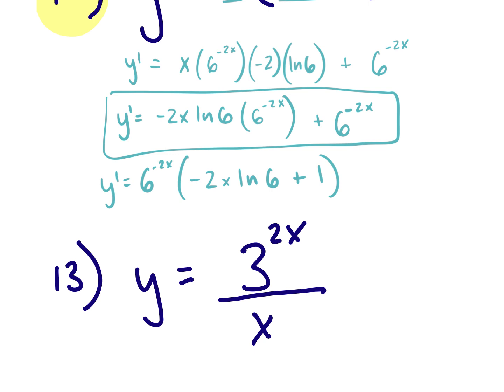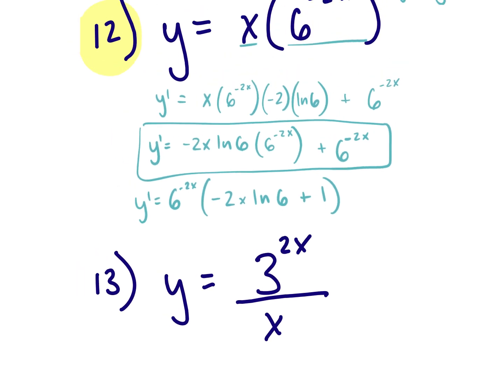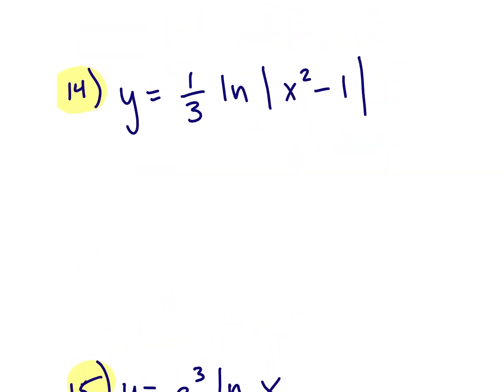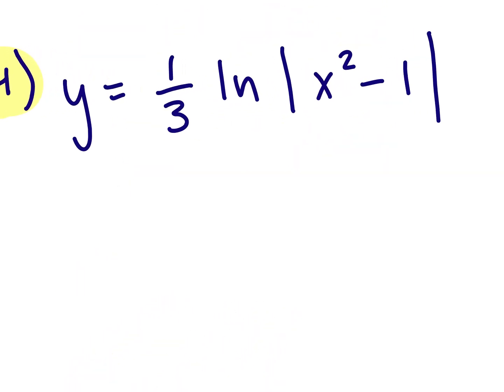So either way would work. You don't have to take out the GCF, but if you want to. 14 looks a little bit different because it's an absolute value, but we do the same exact thing. So whether it's an absolute value or parentheses, it really doesn't matter.